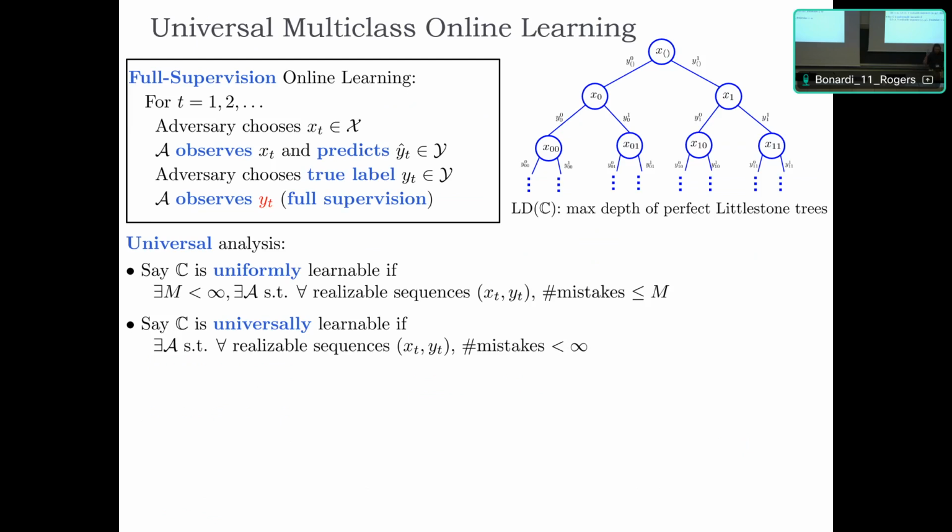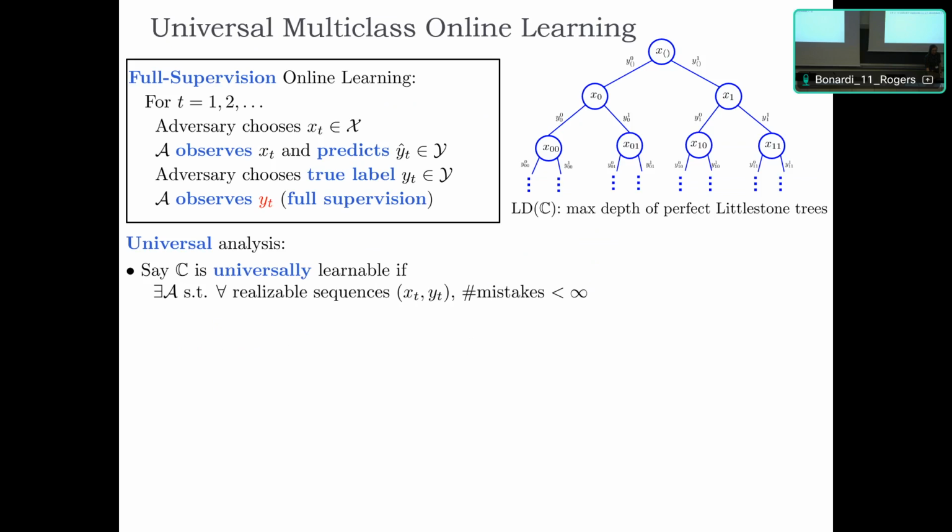Universal referring to the universal quantifier. So we say a concept class C is universally learnable if there exists a learning algorithm such that for all realizable sequences, it makes a finite number of mistakes. So we're not requiring a uniform bound on the number of mistakes. The number of mistakes could depend on what particular sequence we're playing with. Okay, so that's the definition.